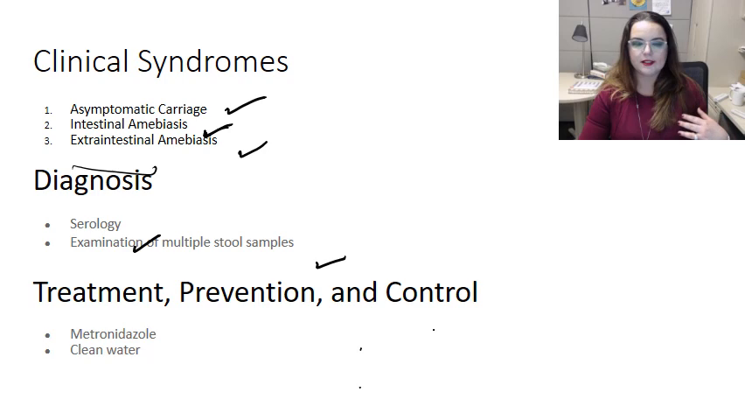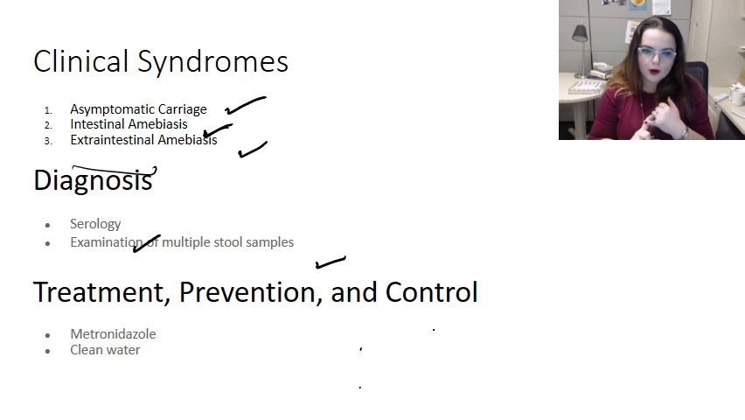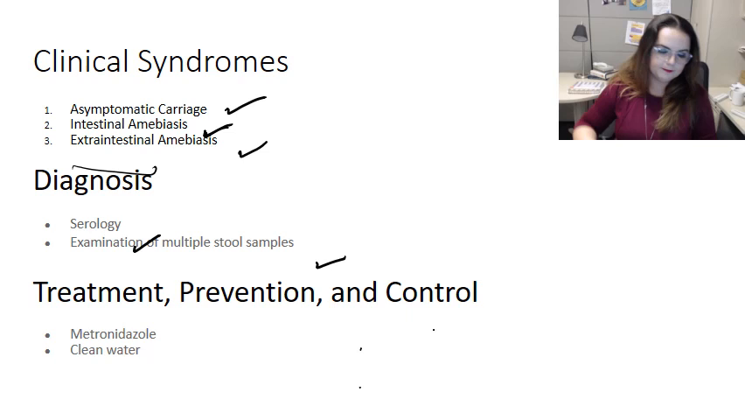Preventing it is both easy and incredibly difficult. Clean water, safe food handling practices, and safe sex. Those are your best ways for avoiding it. And that's all I'm going to say about Entamoeba histolytica, which I think is more than anybody ever wanted to know at this point.